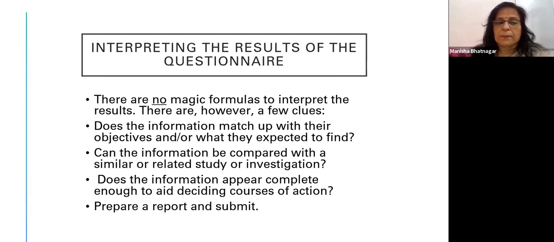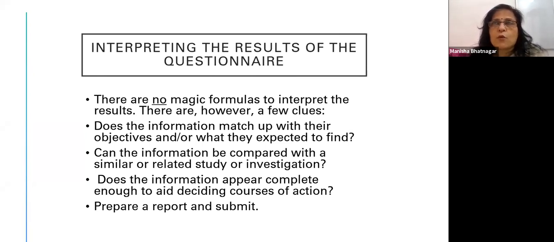So there are no magic formulas to interpret the results, but you can have some clues, and these clues really help. Does the information match up with their objectives and what they expected to find? This could be a choice also, like does the information match up with their objectives or what they expected to find? And can the information be compared with a similar or related study or investigation? Sometimes you may be surprised. You were expecting something, but the results may be telling you an entirely different thing.